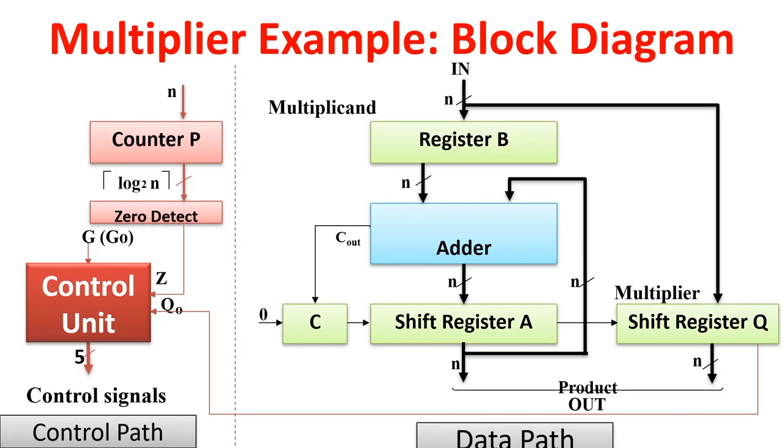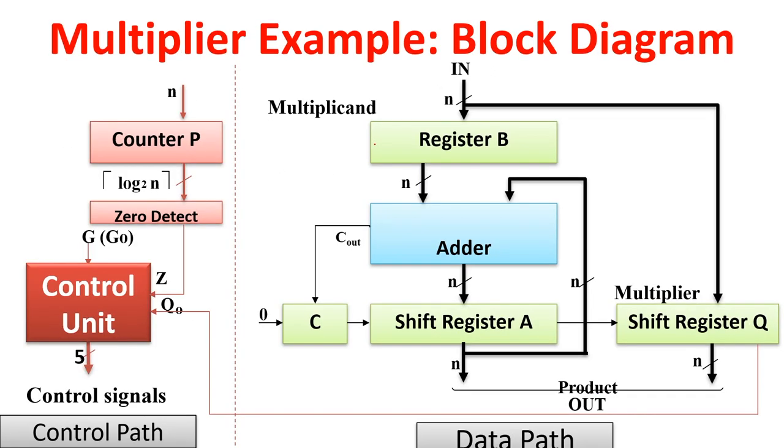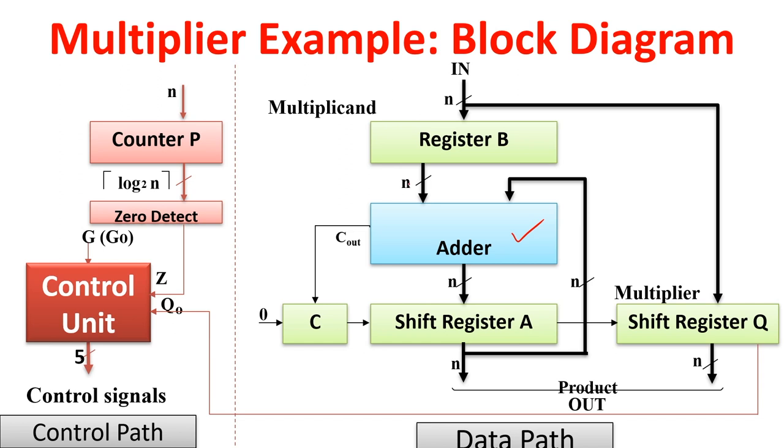This is the block diagram of a multiplier. In general, whenever you are designing a proper FSM plus data path, this is the flow we are showing, similar to this, but in this case instead of an ALU we are using an adder. Here you are adding n bits. This is register B where you are storing the multiplicand, and this one is the multiplier, and both are n bit. So, the inputs are the multiplicand stored in B and the multiplier stored in Q.